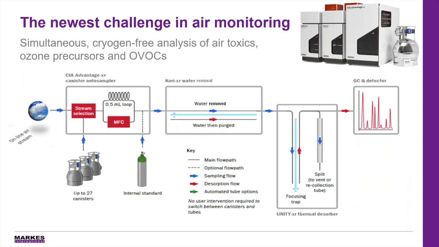So the system that's going to be able to do this is again the CIA Advantage with the Kori XR. And you can see from the schematic here that the CIA Advantage is capable of taking that online air stream as well as being able to analyze up to 27 canisters.